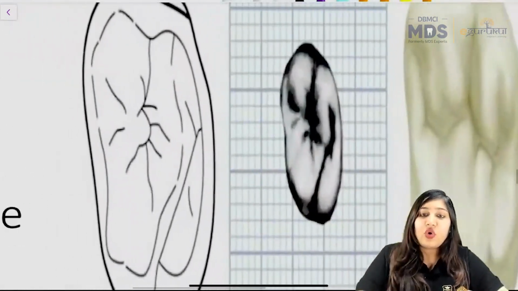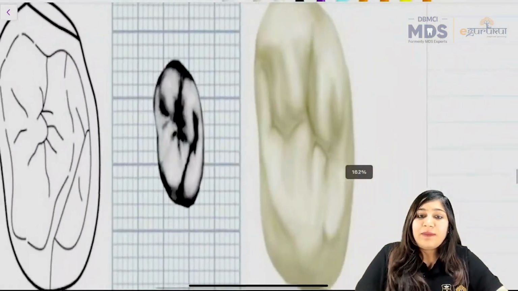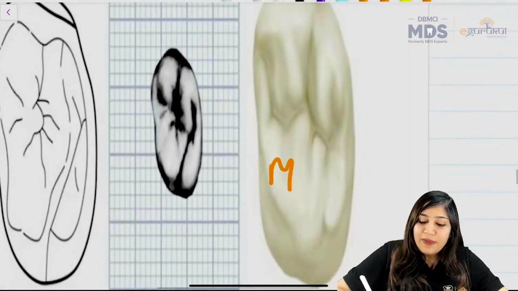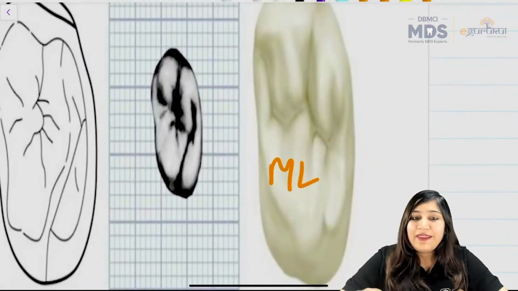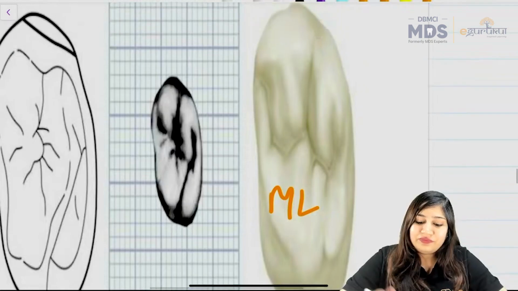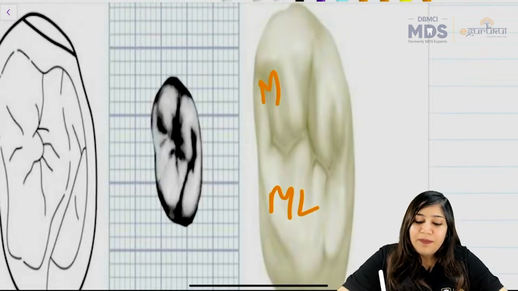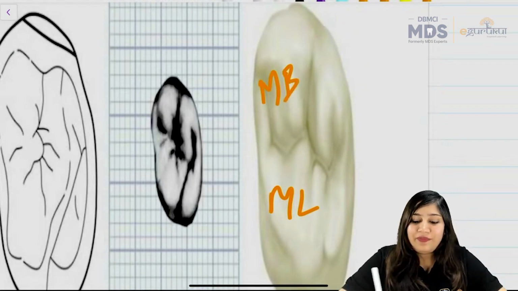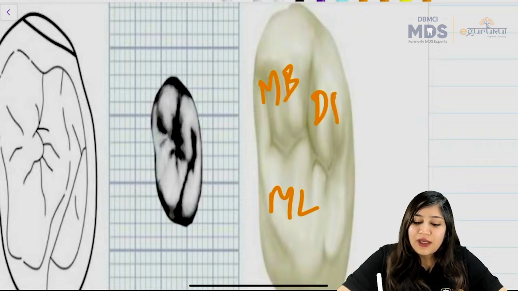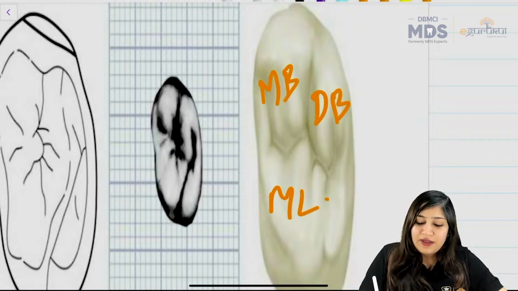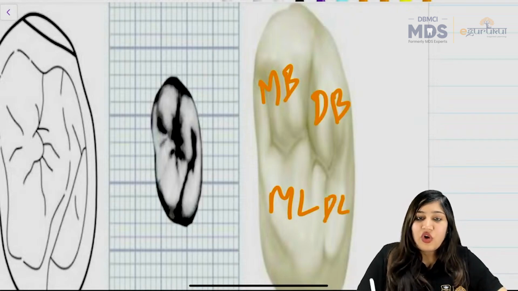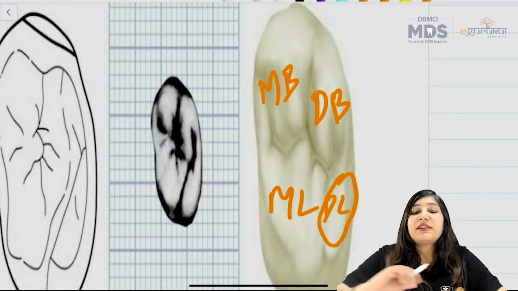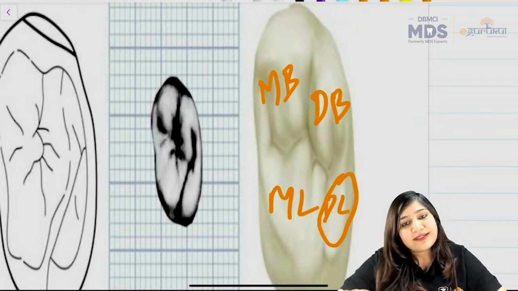This is the occlusal pattern for maxillary second molar. So this is our mesiolingual cusp, right? This will be our mesiobuccal cusp. This will be our distobuccal cusp. And this is our distolingual cusp. So obviously you can easily appreciate that distolingual is the smallest here.